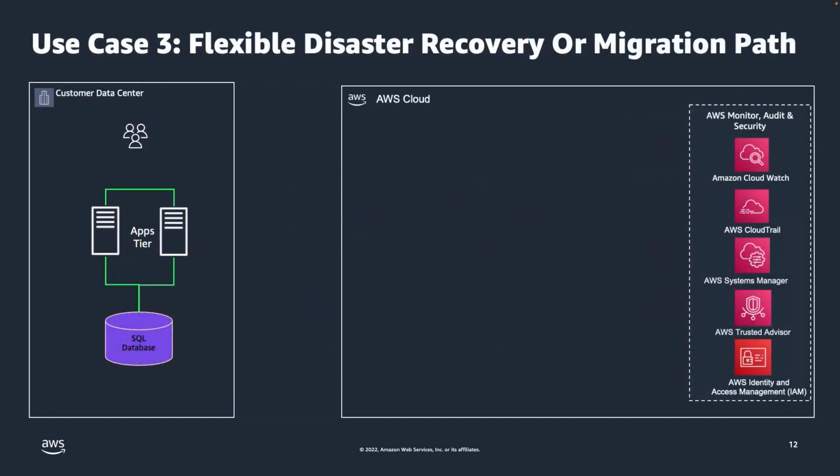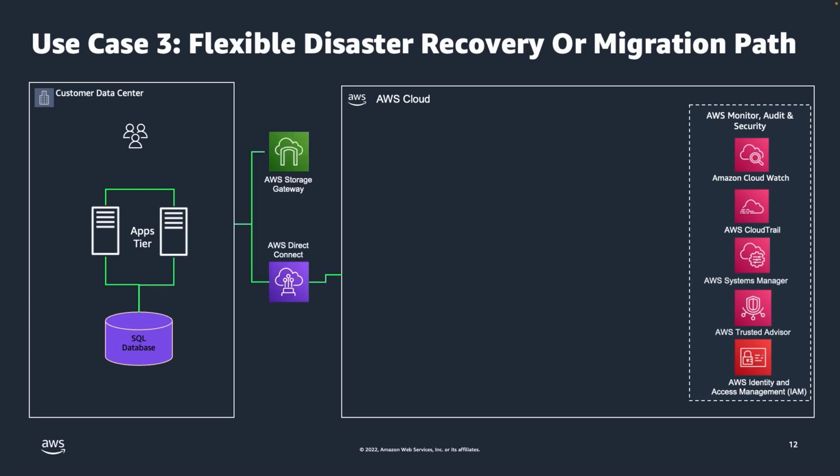With RDS Custom for SQL Server, you can now migrate the database using Always On availability groups between your on-prem instance and AWS Cloud. This architecture supports both migration as well as a disaster recovery strategy in the cloud. So with RDS Custom, now the database administrators can configure async replication and manually fail over between the two environments.